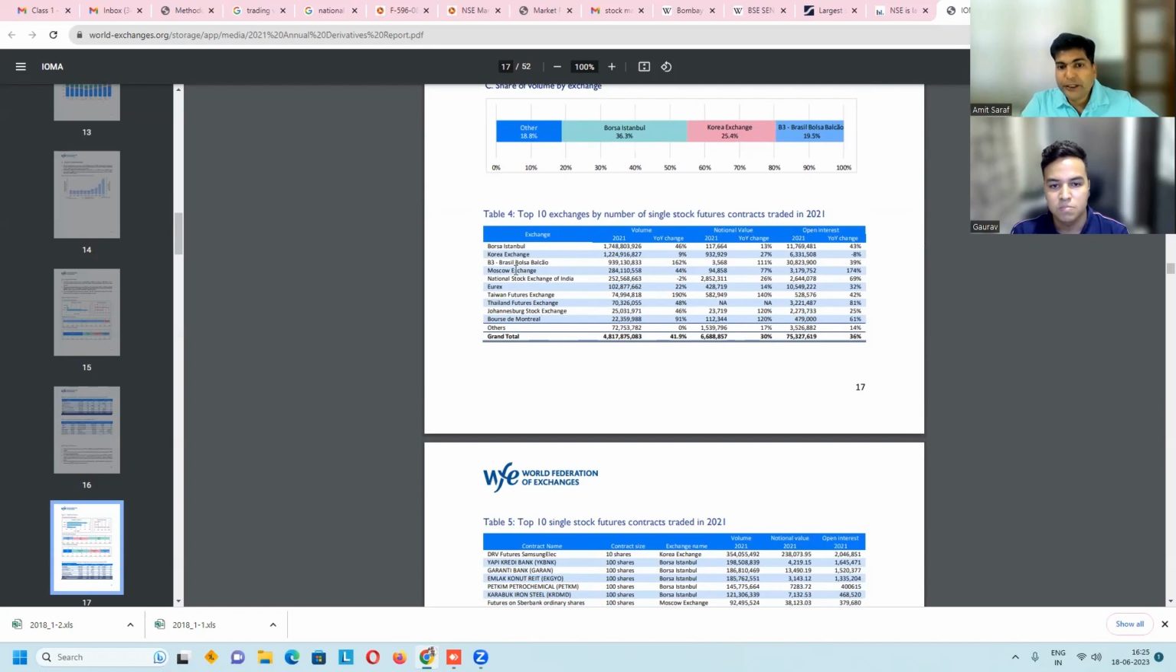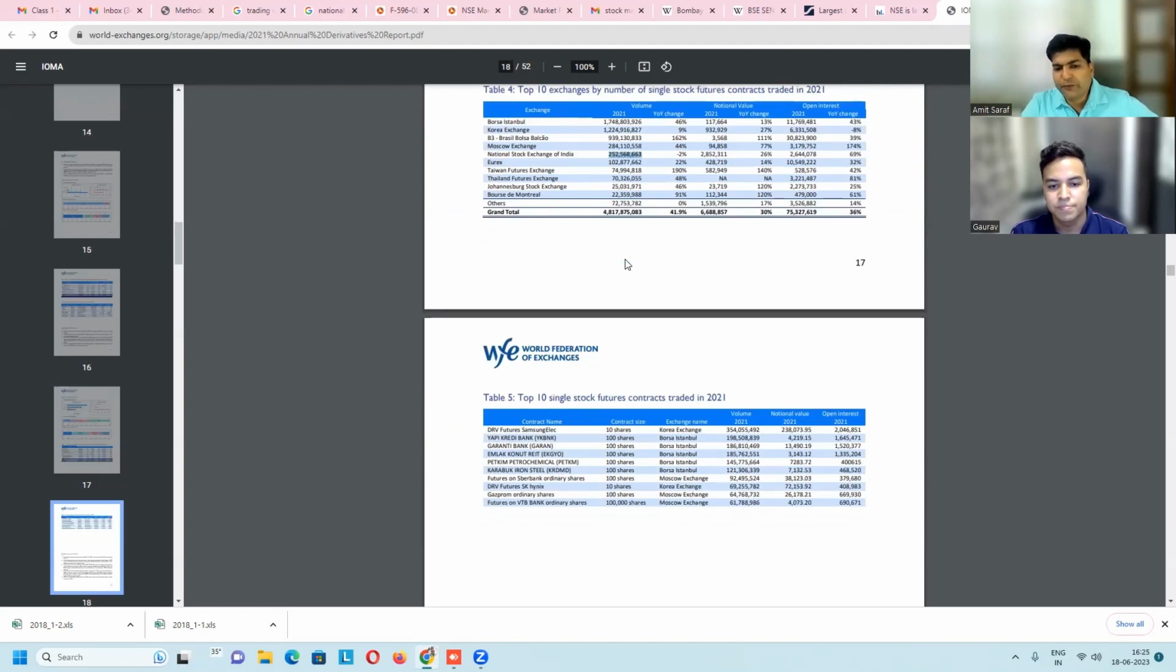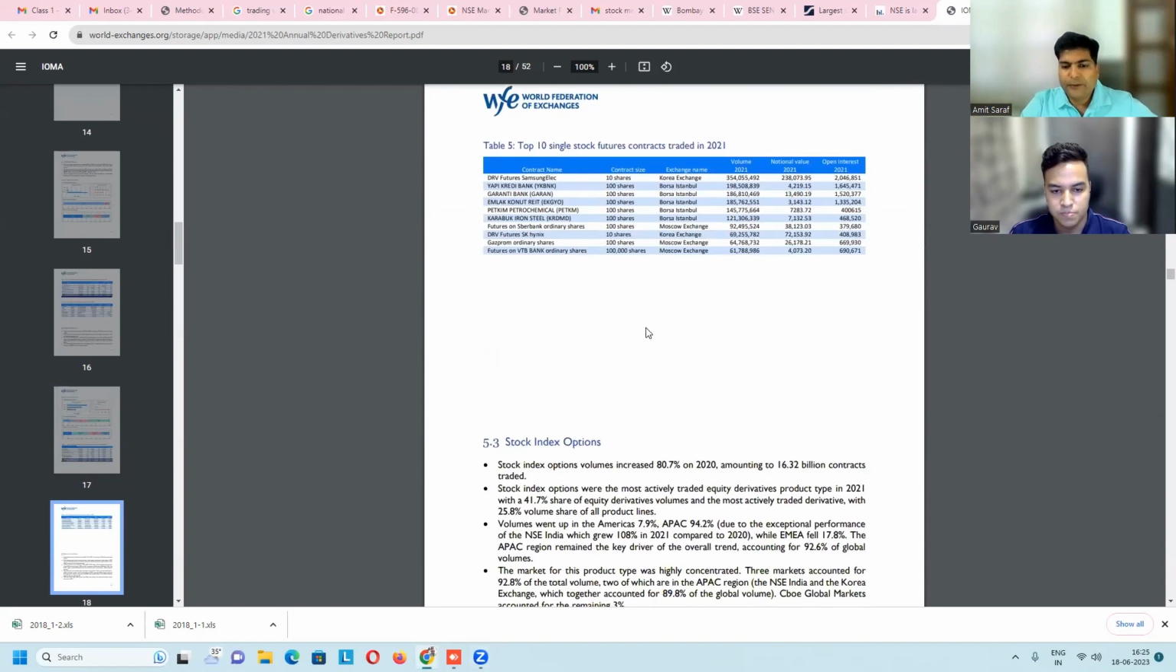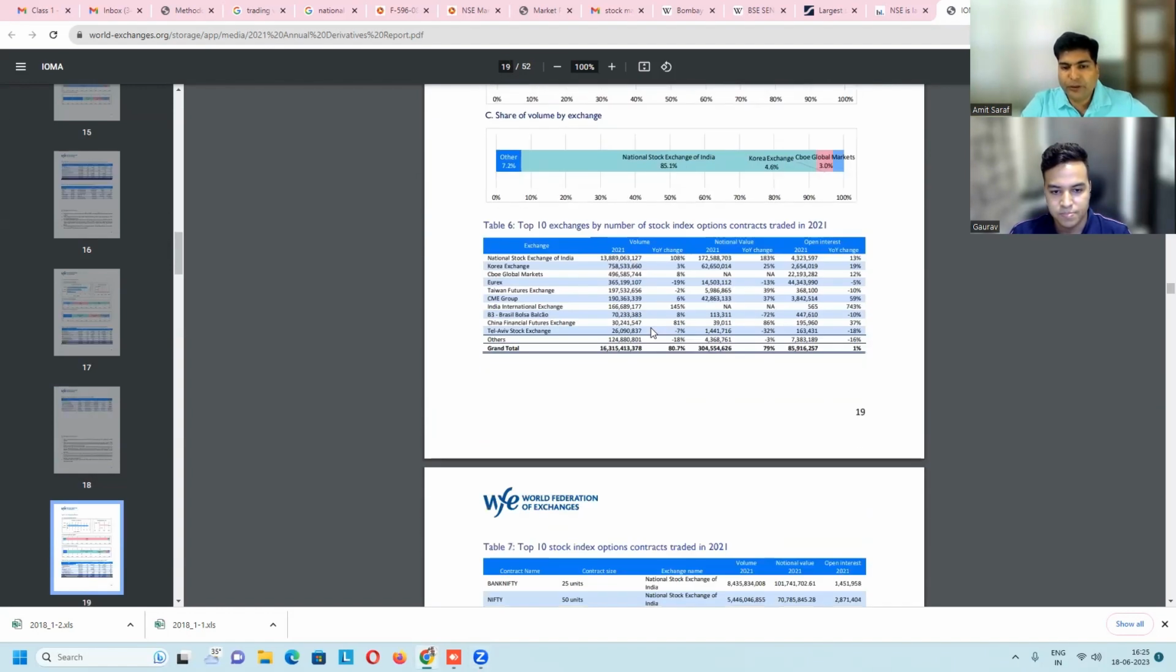Now in futures also, in individual stock futures, we are globally number 5. This is data from 2021. Maybe we are one or two places up or down. Now we come to individual stock options, number of contracts traded. We are way ahead of Korea Stock Exchange, which is number 2. Yeah, we are way ahead of them.